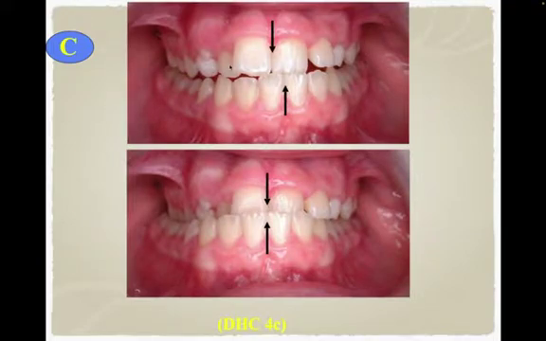So how to record it? You put the patient in centric relation, and then you ask him to achieve maximum intercuspation, and you see how much displacement took place.